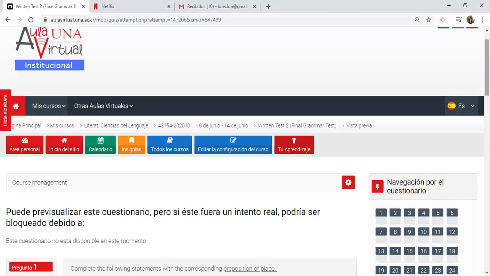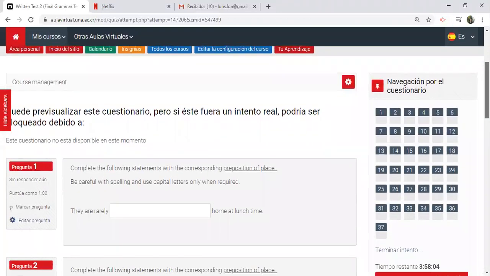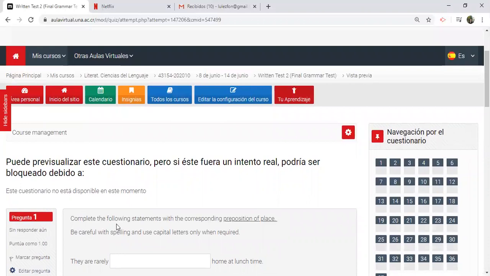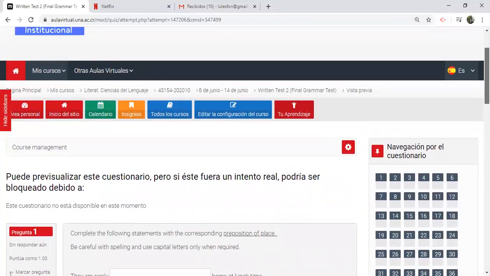Okay, so I'm going to give you some examples. For example, in this question, if the question says complete, like in this case, the verb is complete the following statements with prepositions of place. So if it says complete, you have to write only the missing word or the missing words. You don't have to write again the complete sentence. You don't have to do anything else. You only have to complete with the missing words.